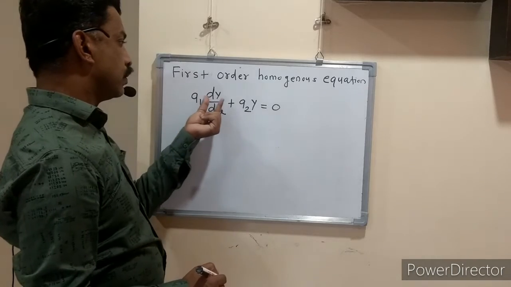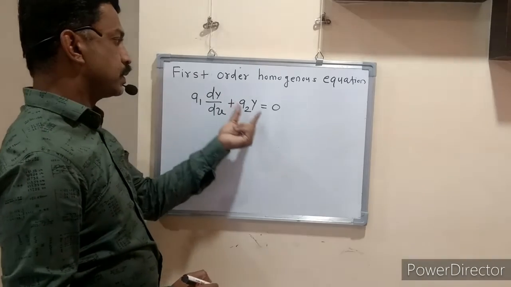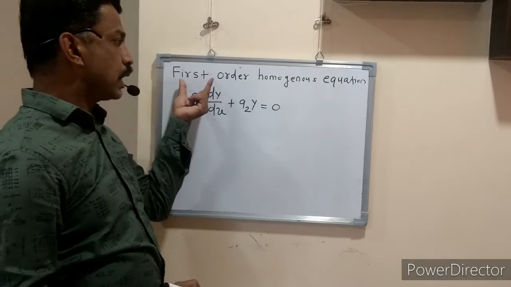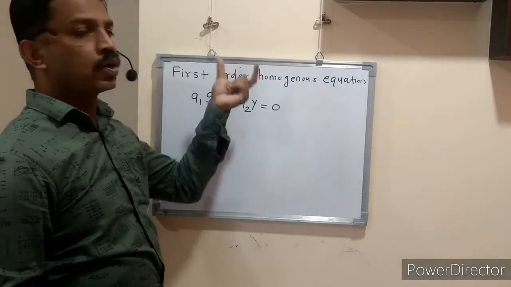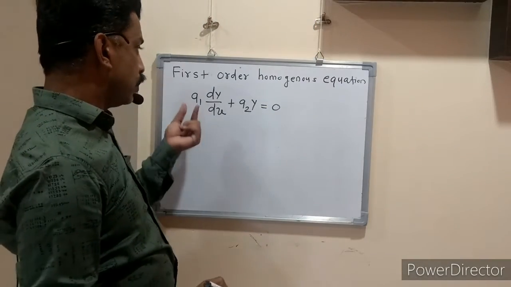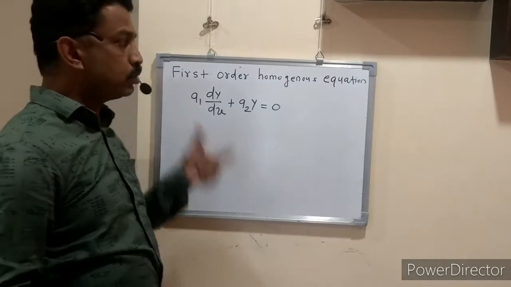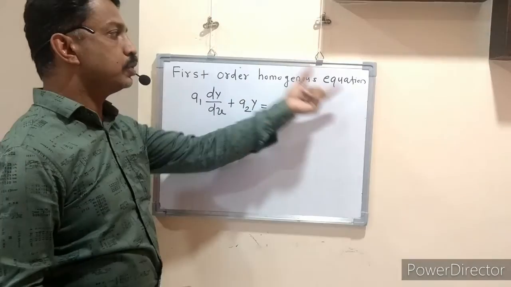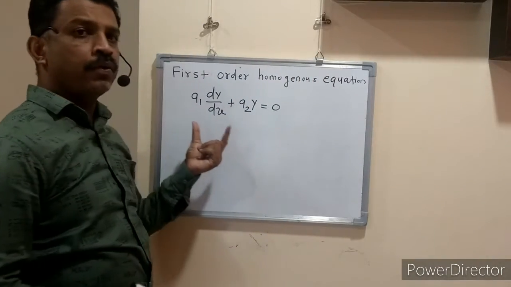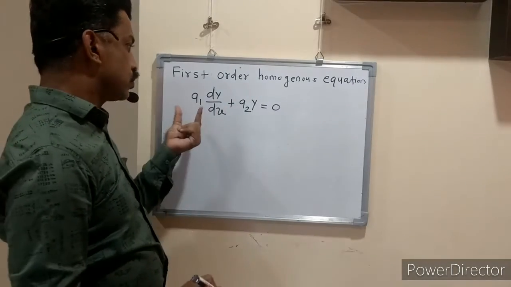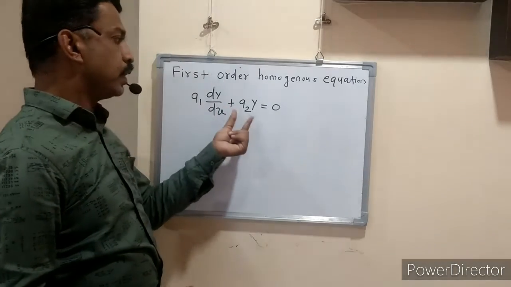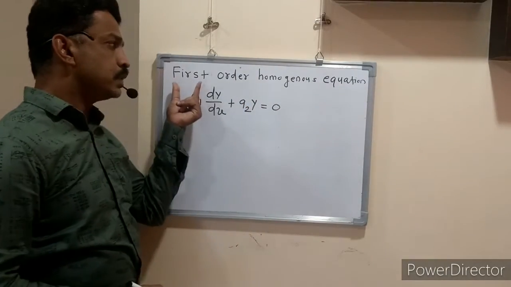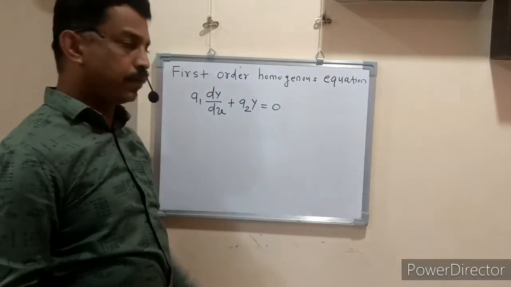And second, here the dependent term y is present, here also the dependent term y is present, and therefore such type of equation is known as first order homogeneous equation. Now here a1 and a2 are constants, so such type of equation is known as first order homogeneous equation with constant coefficients. So here the constant coefficients are a1 and a2. It can be any constant, any number.